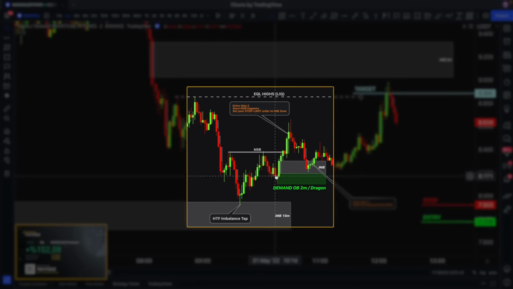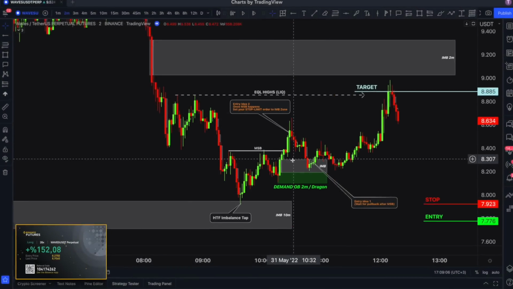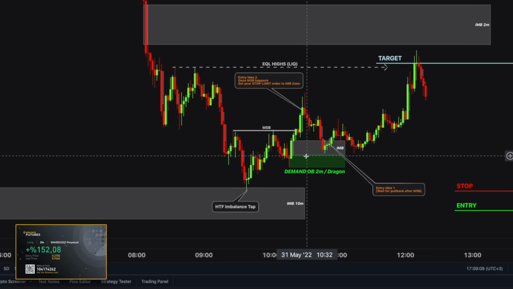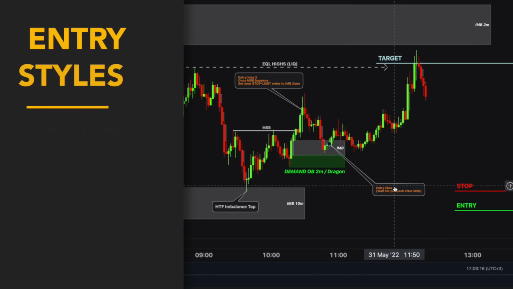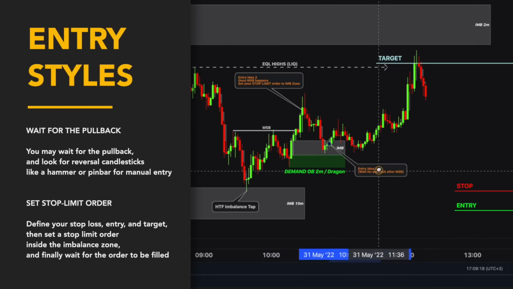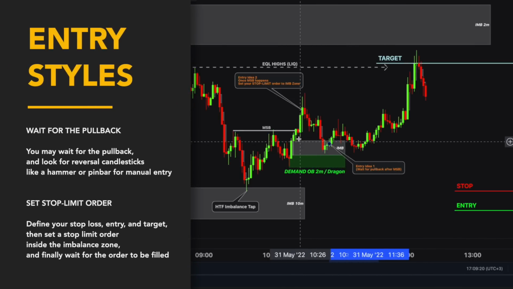But what I look for is the imbalance areas. As you can see, it is a dragon fruit combination of imbalance and order block. From now on, you have two choices. First choice, wait for a pullback and confirmation candlestick like a pin bar or hammer and do a manual entry with a market order.